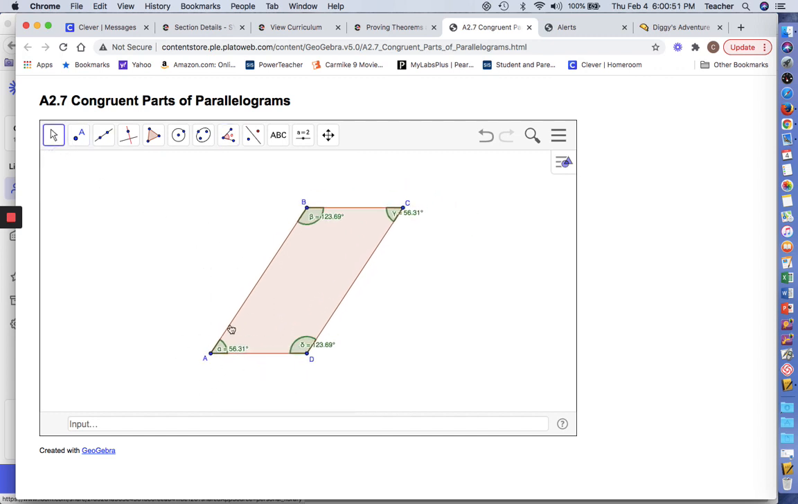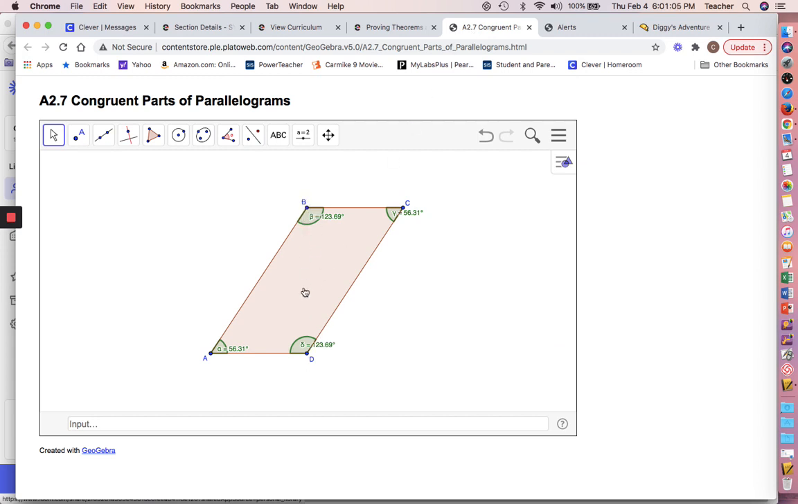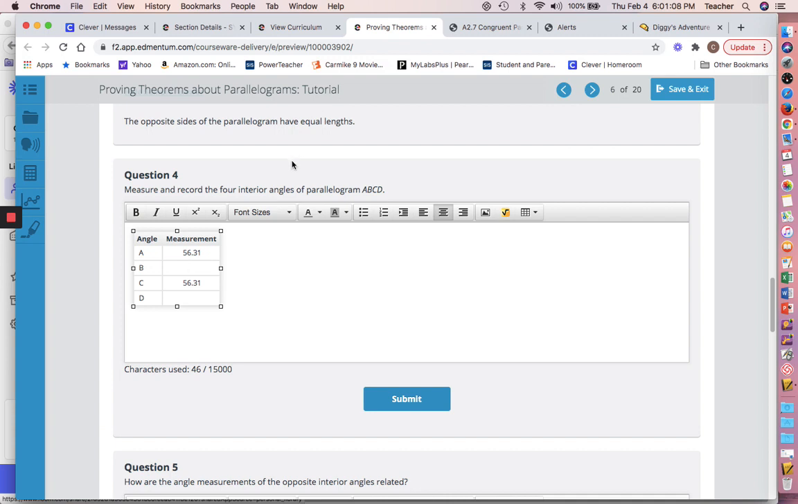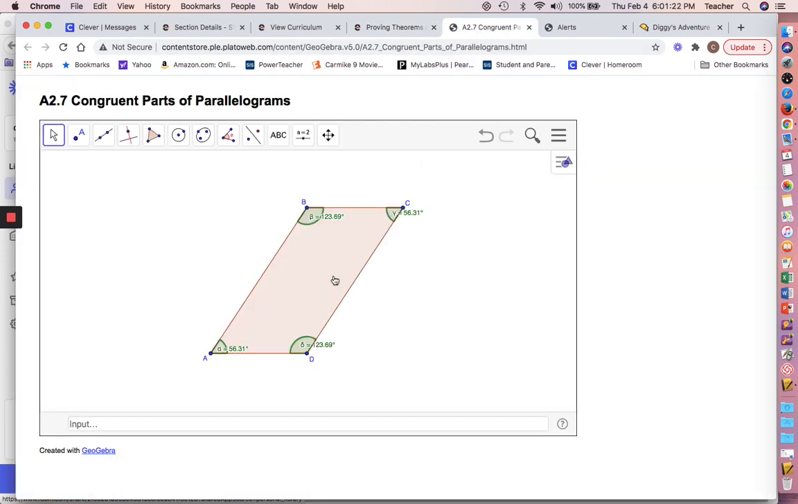All right, so angle A was 56.31, which is also angle C, 56.31. Angle B and D are going to be the same, so angle B and D are both 123.69. And I think that's all I had to find. All right, so a parallelogram we have learned so far has parallel sides. Opposite sides are parallel, opposite sides are the same, their slopes are the same, and the opposite angles are the same.